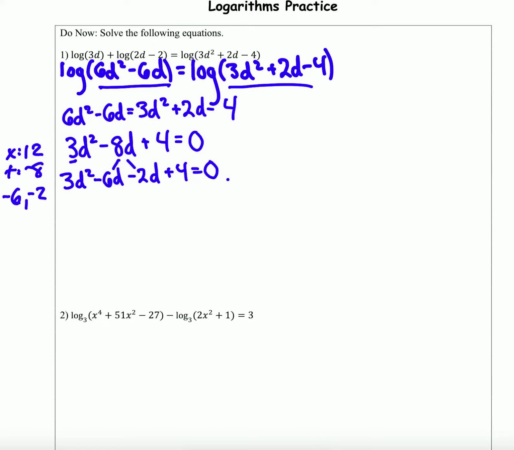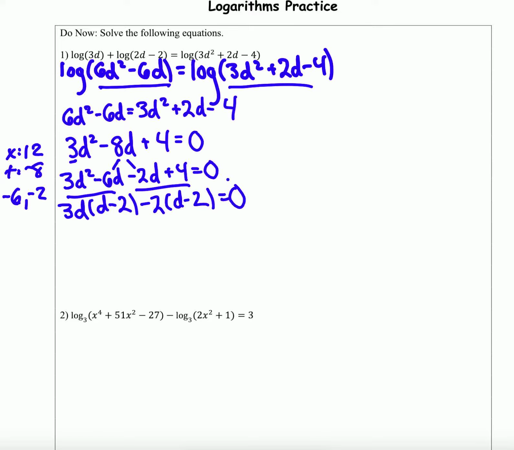Now we factor by grouping. Factor the first 2, factor the second 2. So the first 2, take out GCF of 3d. What's left over would be d minus 2. And the GCF of the second 2, remember we always want that first term to be positive. Right now it's negative, so I want to take out a negative number no matter what. And the GCF is 2, so I'm going to take out negative 2. D minus 2 equals 0.